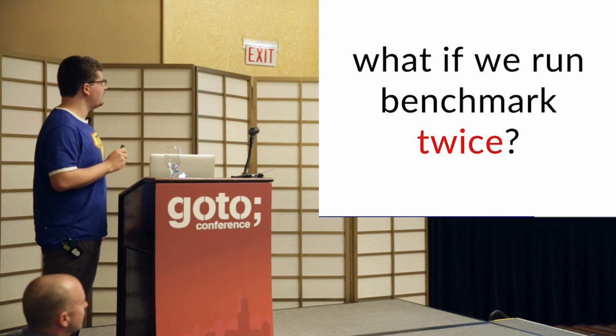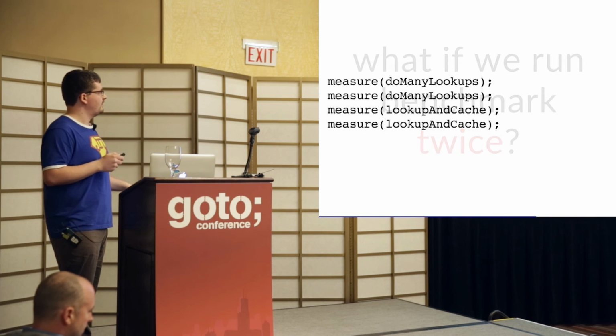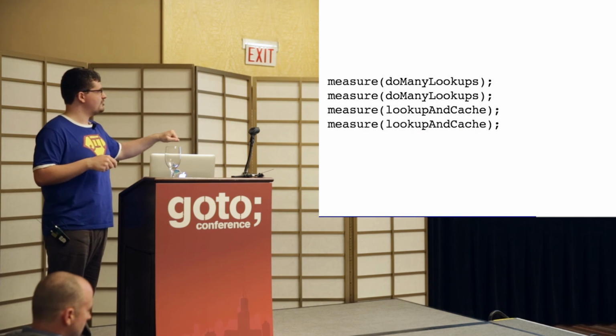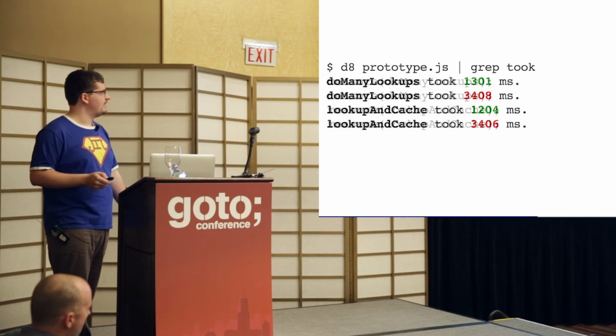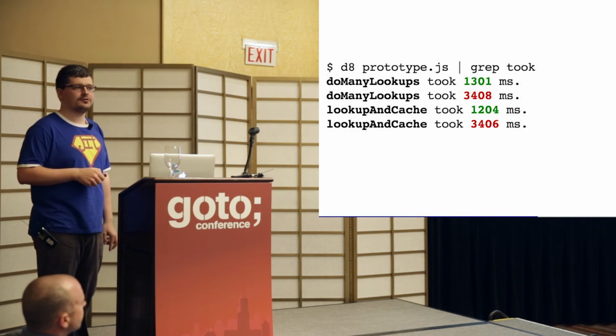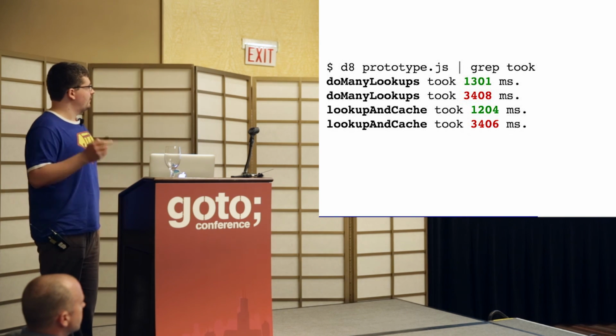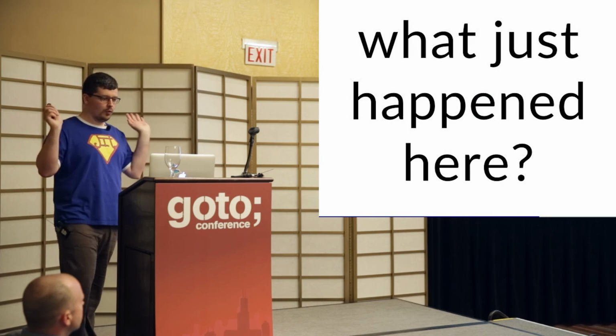So what if we run the same benchmark twice? Like, do many lookups, measure it twice, lookup and cache, measure it twice. Well, it turns out the second time, even on the new V8, it suddenly slows down by a factor of roughly 3. Like, ooh, what just happened here?